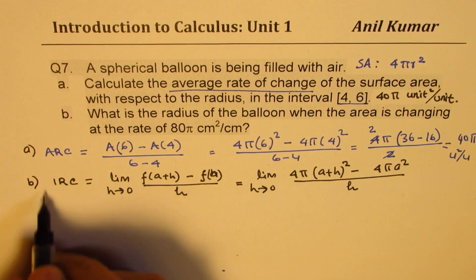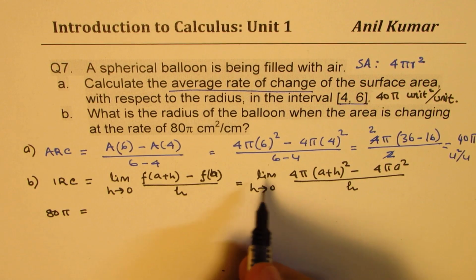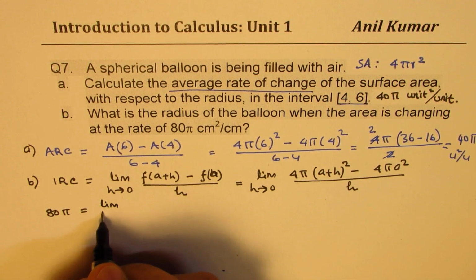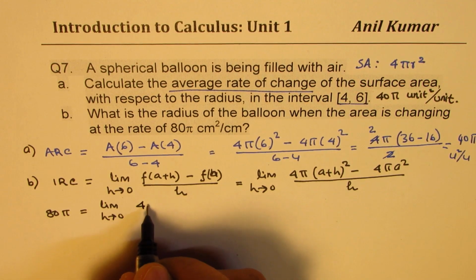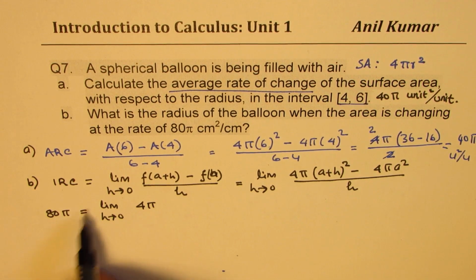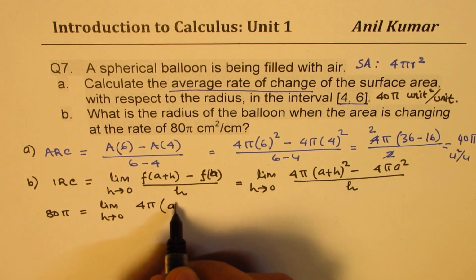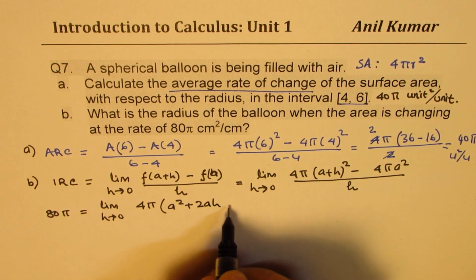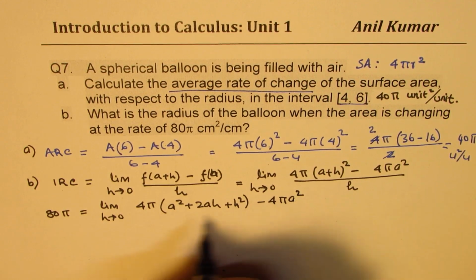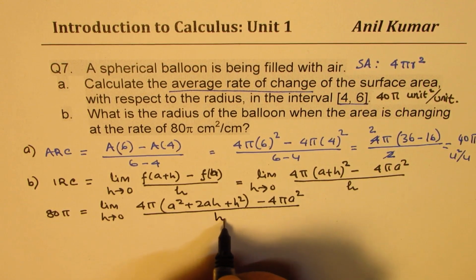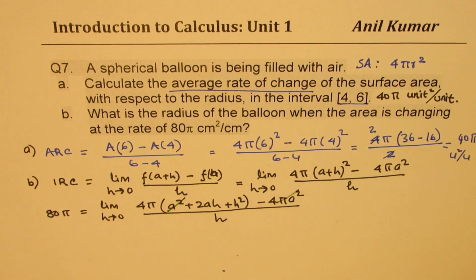So now we know instantaneous rate of change is 80 pi. So let's write 80 pi here. That should be equal to this limit. Limit h approaches 0. Let's expand this. So we get 4 pi. 4 pi is a constant. We could have taken it outside anyway. We'll multiply this with a square plus 2ah plus h square minus 4 pi a square over h. So 4 pi a square cancels with your first term.